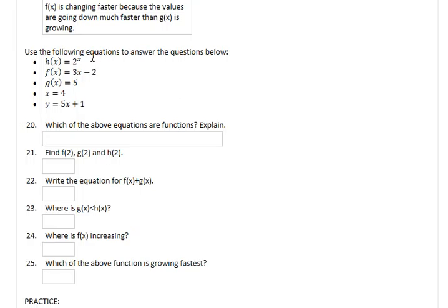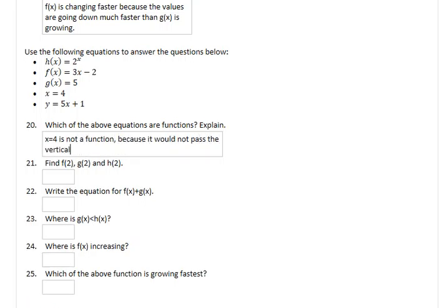However, I can tell you right now that the one that will not pass the vertical line test is x equals 4. The reason why is because x equals 4 is a vertical line by itself at 4. By virtue of the fact that it is a vertical line, it would not be able to pass the vertical line test because it would pass through infinite points and it'd be messy. So x equals 4 is not a function because it would not pass the vertical line test.